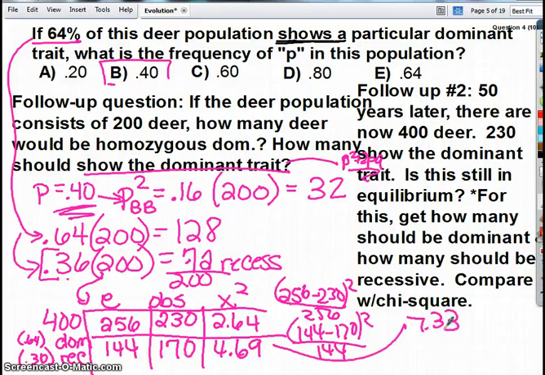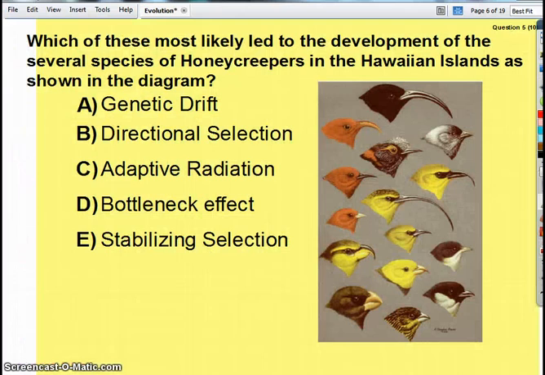If you go to the chi-square table, you're going to see that our cutoff is 3.84. Since this number is bigger than our cutoff, we would reject. We would say that this population is not in Hardy-Weinberg equilibrium. Something must have changed. So that's how you would do this problem. All right, moving on to some of the other questions.